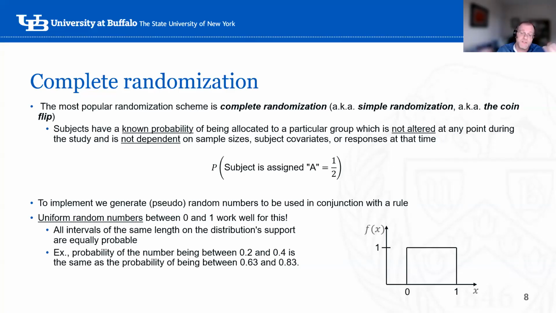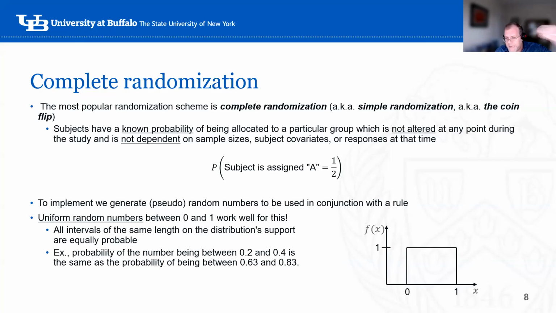Now, to implement it, why it's so commonly used, it's really easy to implement. All I have to do is come up with a source of random numbers. And I'm going to say they're really pseudo-random numbers. Usually where we get these from is a software package where there's an algorithm in the background that creates these numbers that are random enough.